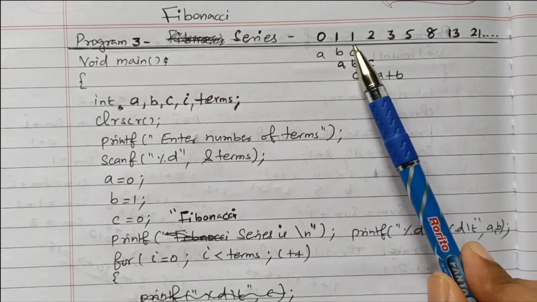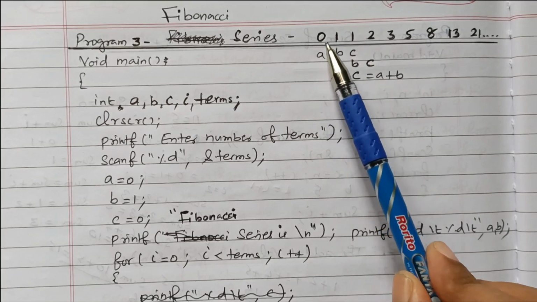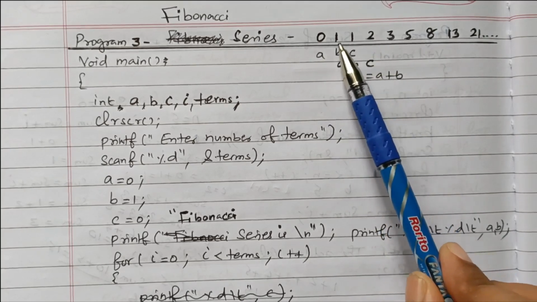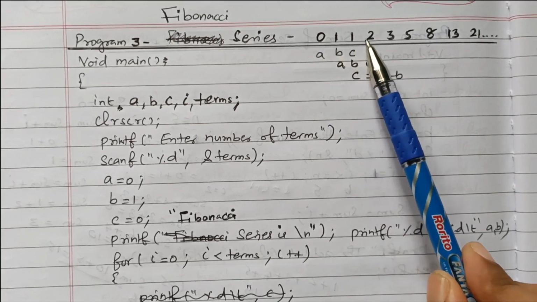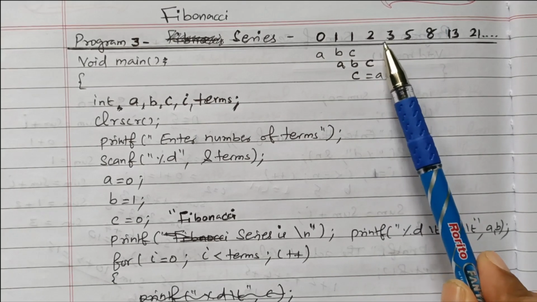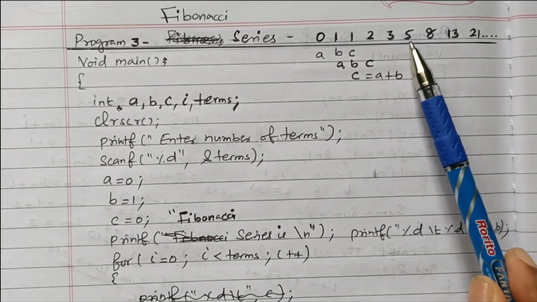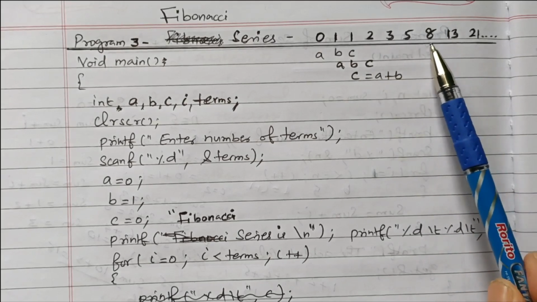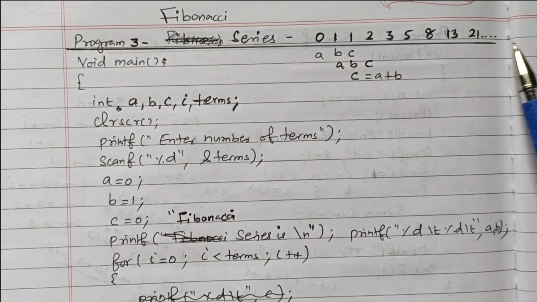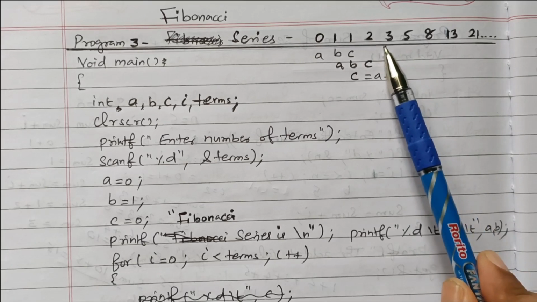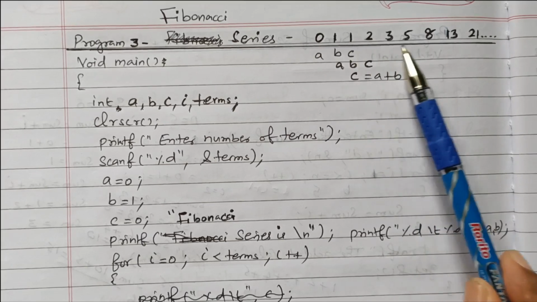The third number is nothing but the sum of the previous two, 0 plus 1. The fourth number is the sum of the previous two: 1 plus 1, 2. 1 plus 2, 3. 2 plus 3, 5. 3 plus 5, 8. 5 plus 8, 13. 8 plus 13, 21. Like that it will go. So each number is the sum of the previous two numbers. That is the logic of the Fibonacci series.